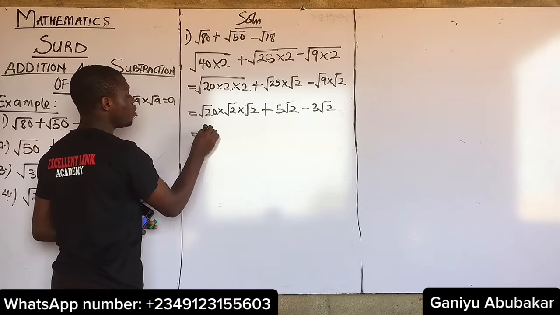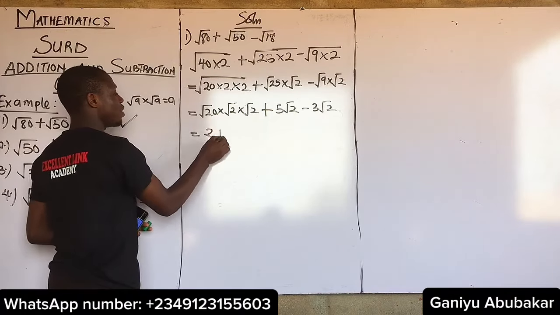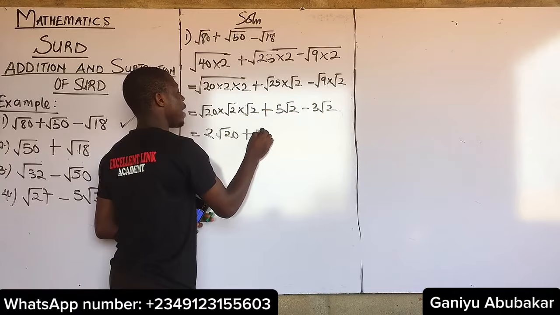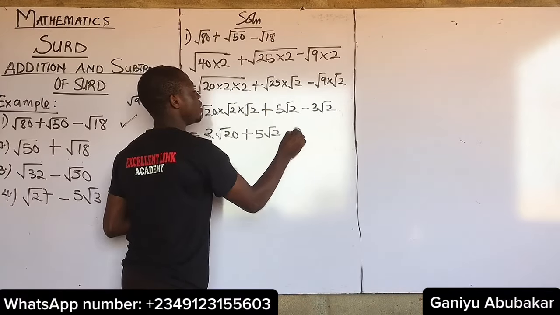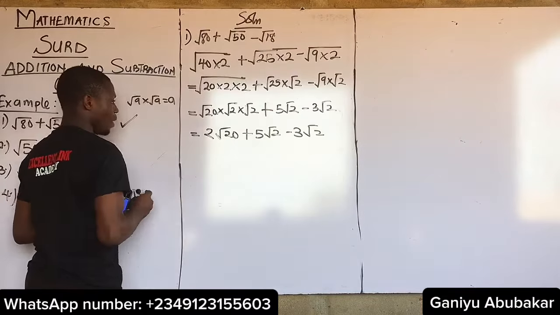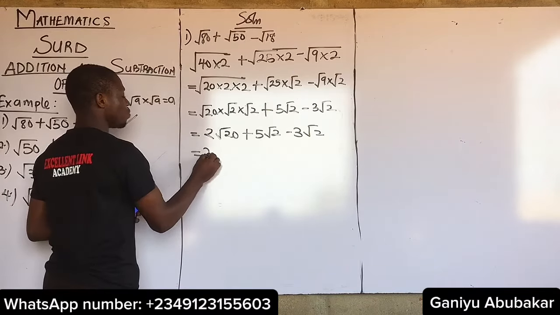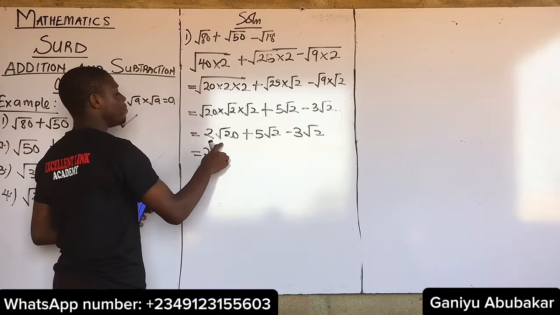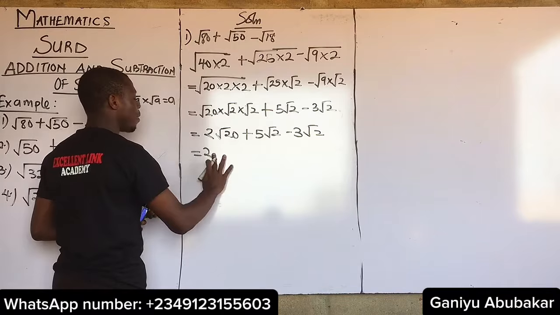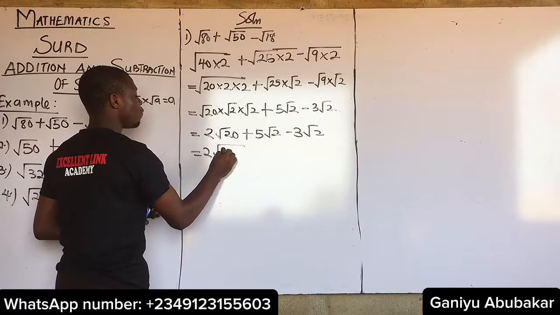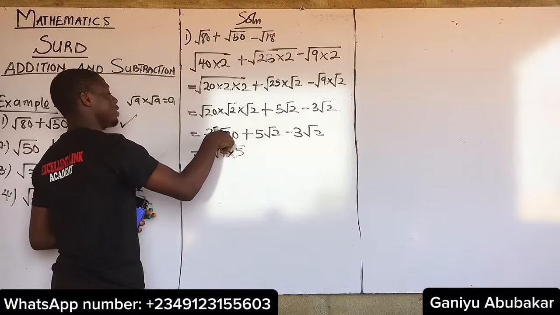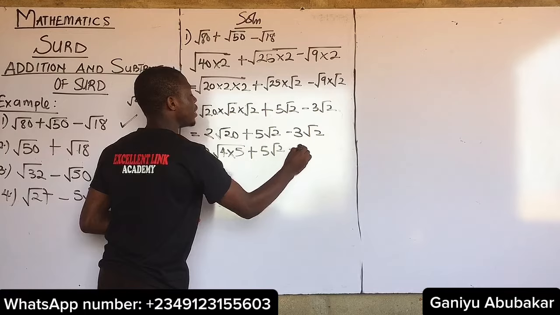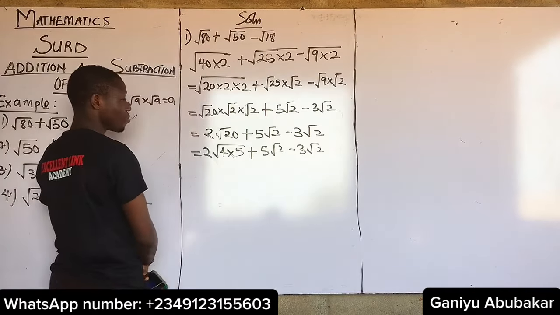So if I want to, I'll put the 2 here first before the root 20. Next up, plus 5 root 2 minus 3 root 2. At this point here, this is 2. So if I want to break down root 20, I can break root 20 down as saying what there? As saying root 4 times 5 will give 20. So plus 5 root 2 minus 3 root 2.